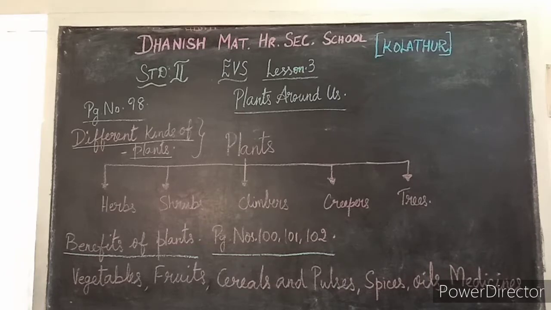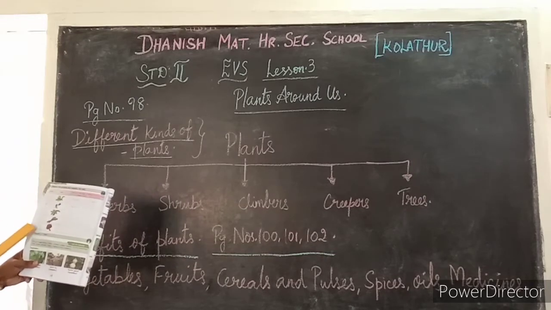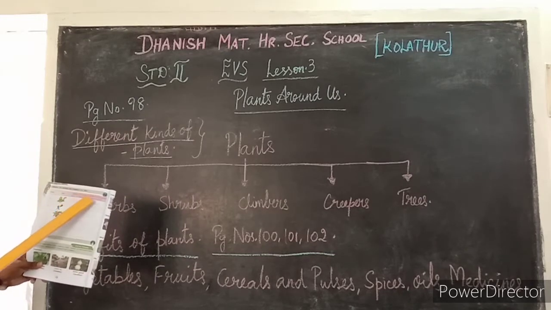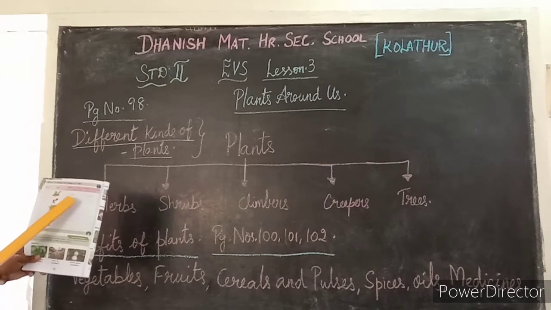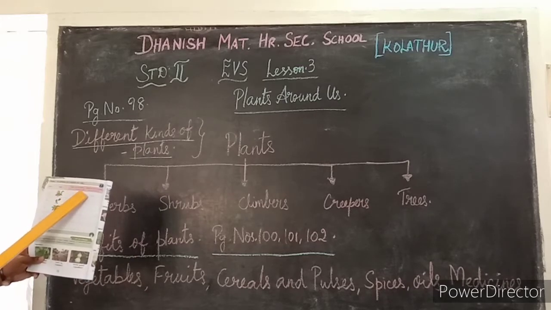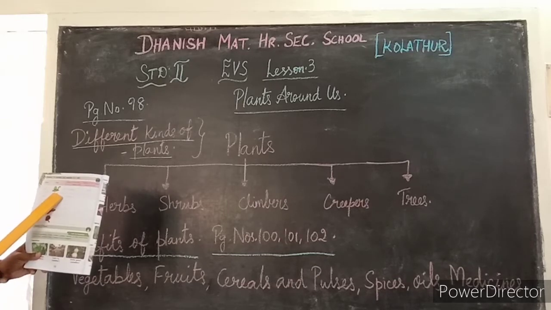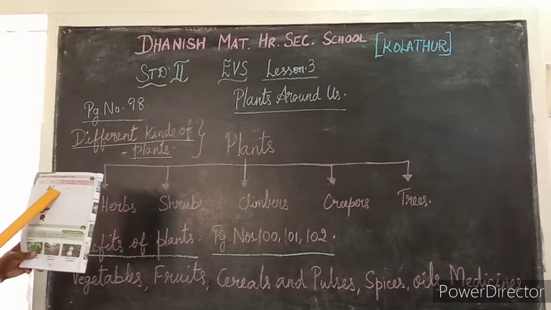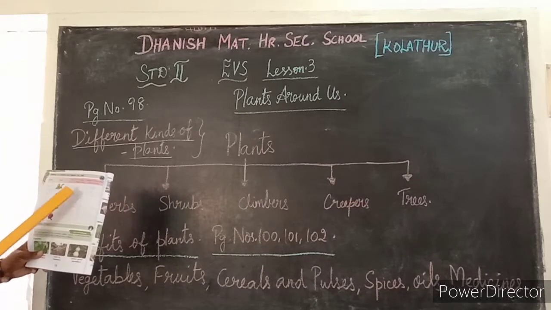Okay children, next we are moving on to page number 100. Here, observe the picture and complete the table. See the book. First one, this is a plant. What color is the stem? You have to choose from green, brown, red. This is brown color. Just look into the book, observe the picture, and complete the table.